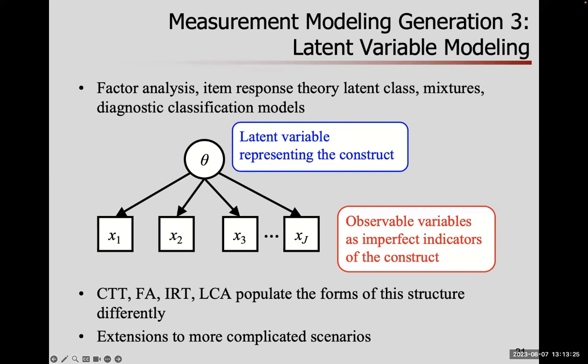My story here is that our observed variables, due to, say, measurement error, are imperfect indicators of the construct of interest. How you perform on the chemistry test items is not exactly the same thing as your chemistry proficiency, say, in that context. Factor analysis, item response theory, latent class, finite mixture, diagnostic classification models, many families of modern psychometric models fit this pattern, with extensions to more complicated scenarios. Multiple constructs are different, but it's all this general pattern.